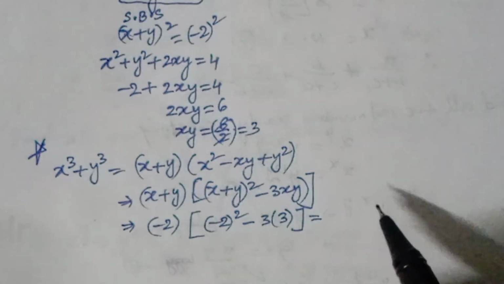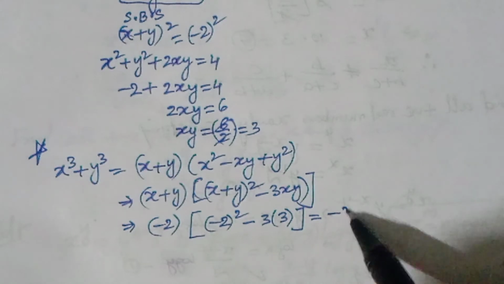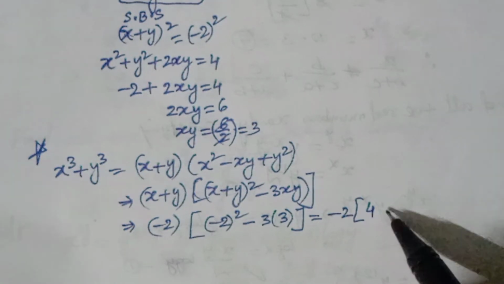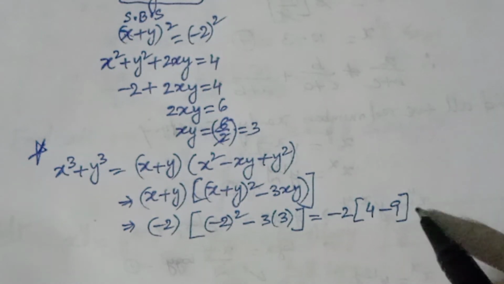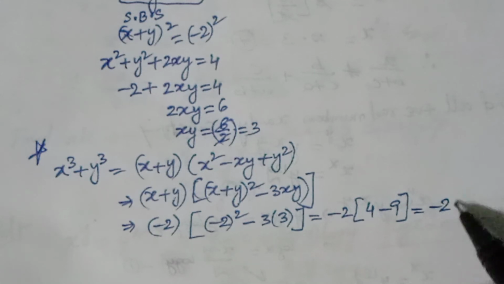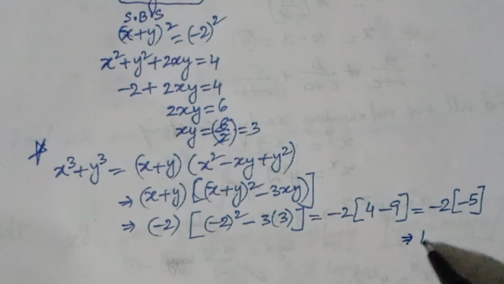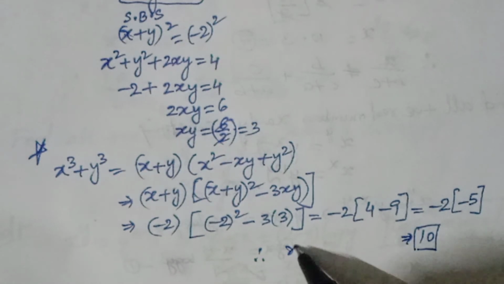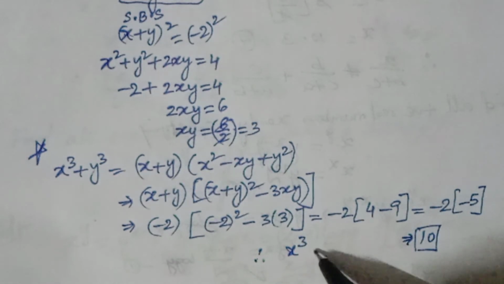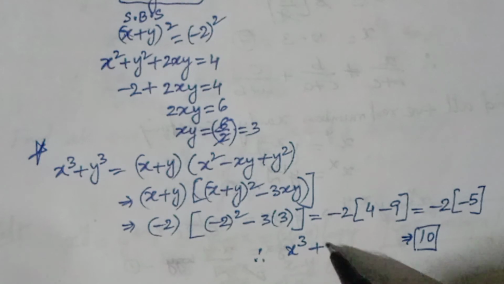So what will we get now? Minus 2 into 4 minus 9, minus 2 into minus 5. So the value you are getting is 10. Therefore x cubed plus y cubed is equal to 10.